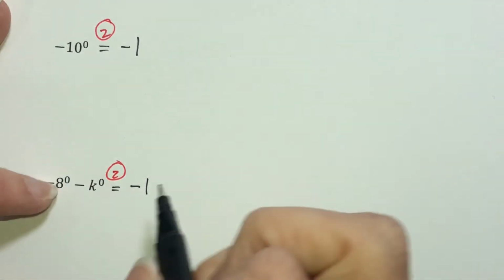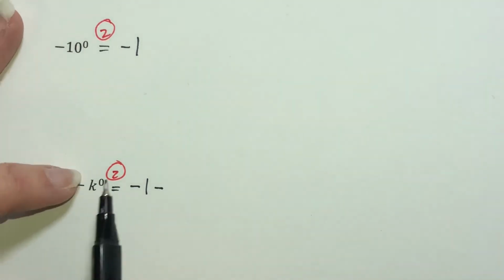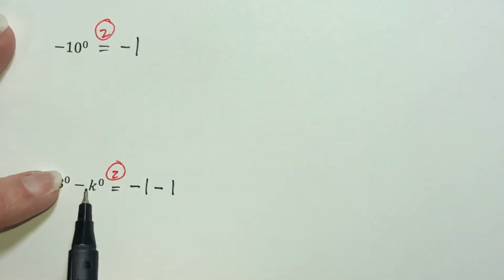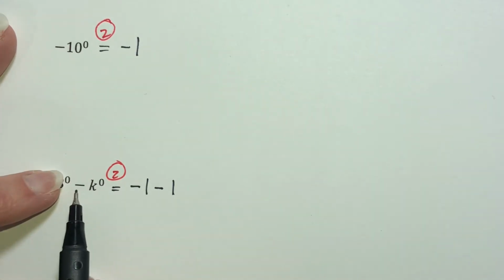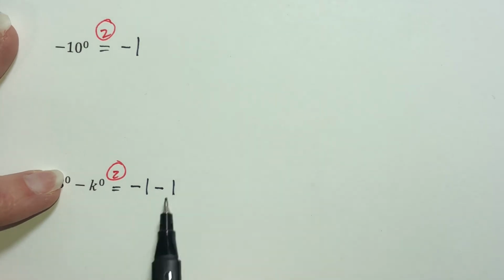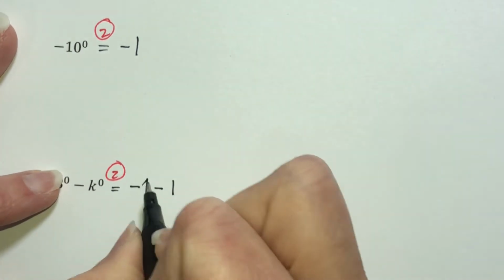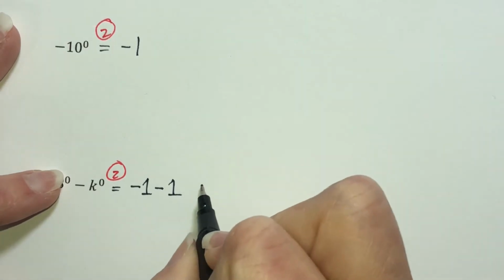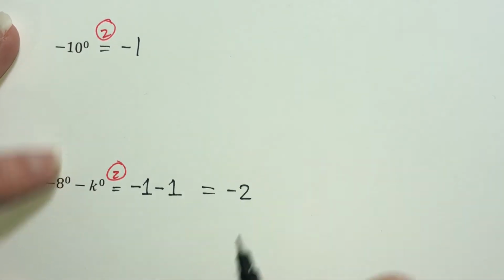Minus k to the 0 power. Well, k to the 0 power is 1. You could let this confuse you, but this minus sign is right here, and that looks funny, so let me write my ones like this. I have negative 1 minus 1, so your answer is negative 2.